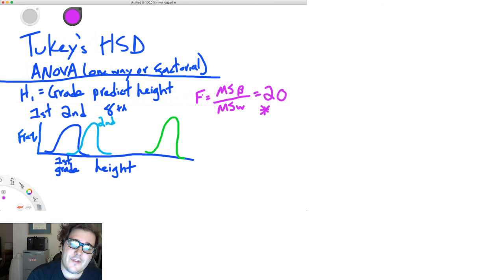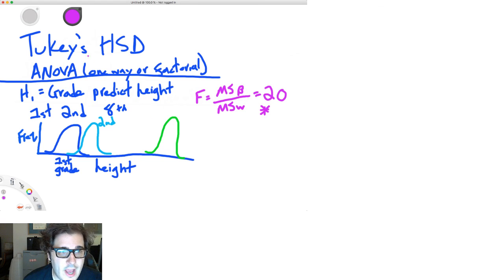So you get a significant F value. You would say that the means between these grades are not the same. But that's all that tells you. So you need to say, okay, which means are different from the others? Are second graders significantly taller than first graders? Are eighth graders significantly taller than second graders? And are eighth graders significantly taller than first graders?